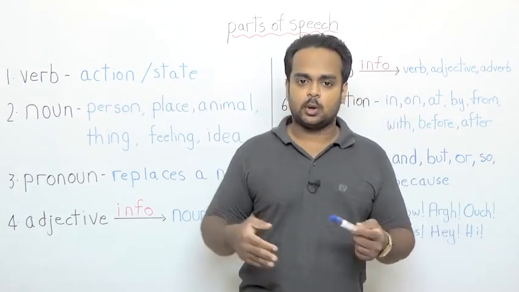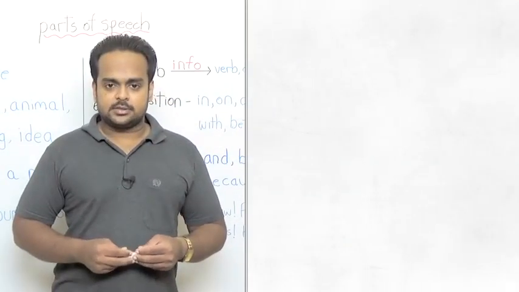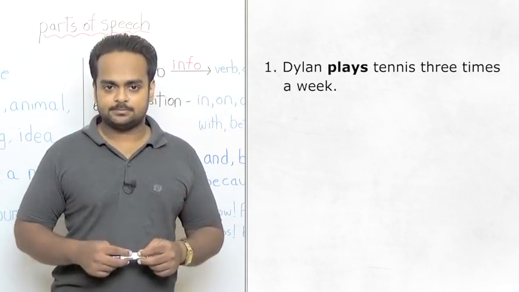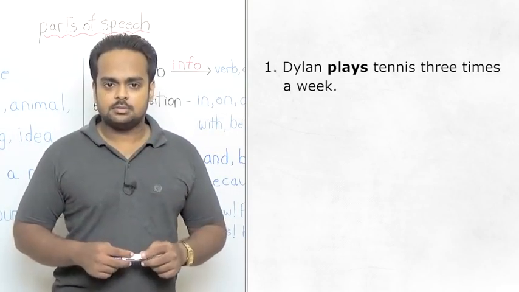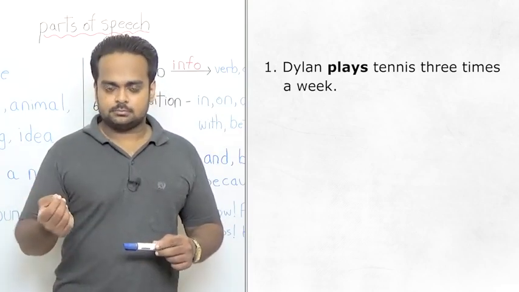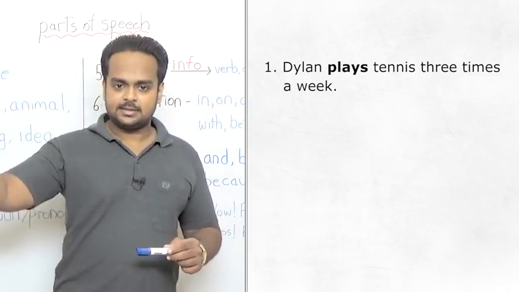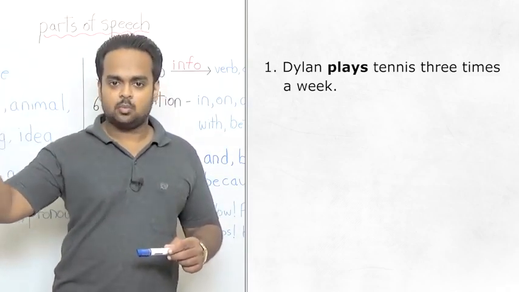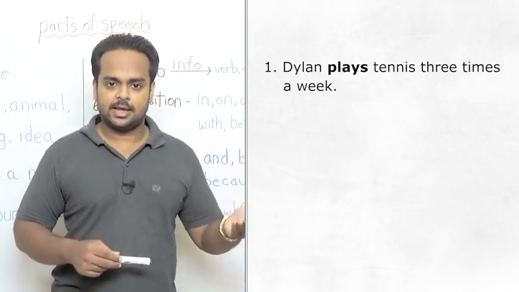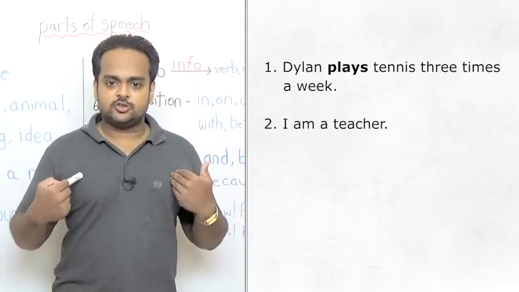State means a situation. Now, for example, in the sentence, Dylan plays tennis 3 times a week. In this sentence, the verb is play because that's the action. And we're saying plays because for he, she, and it, we say plays. We add the S to the verb in the present tense. So Dylan plays.